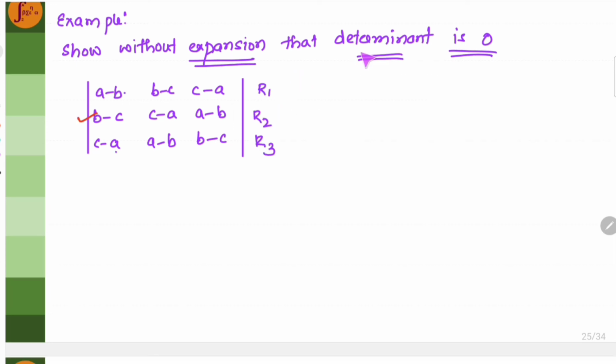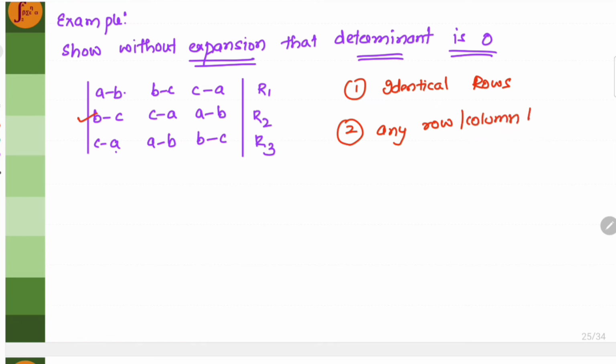Now there are 2 ways in which the determinant becomes 0. First, when the rows are identical. And second, when any row or column has all zeros. In these 2 conditions, the determinant is 0. Either we'll have to make the rows identical, or we have to make any row or column all zeros, right? So what we can do is add columns here.